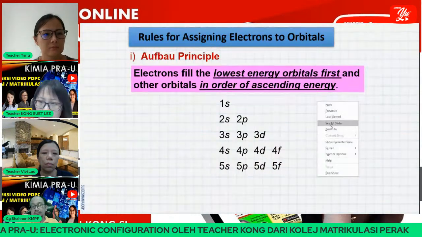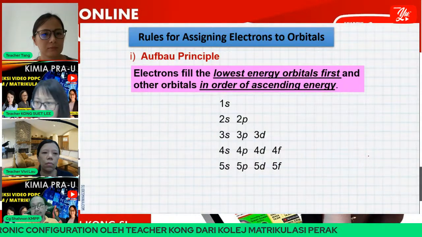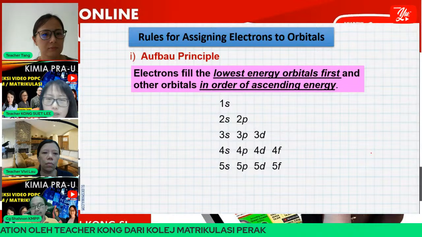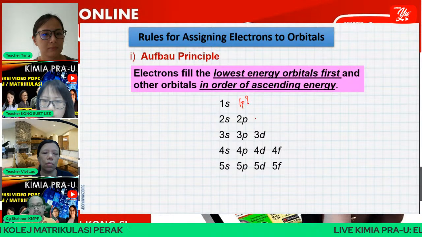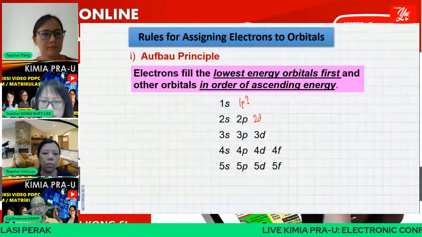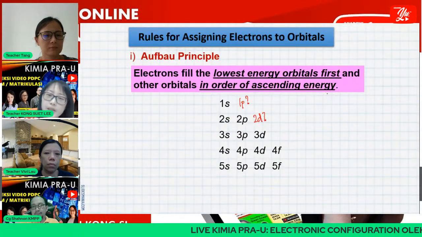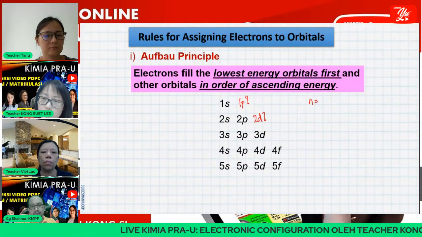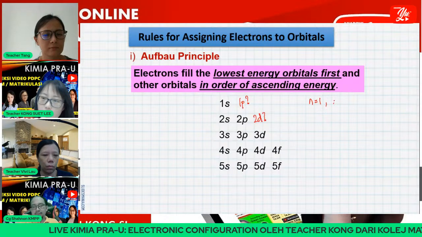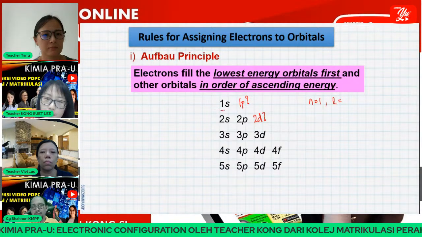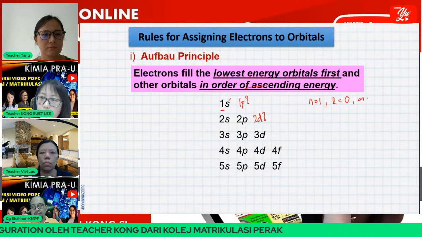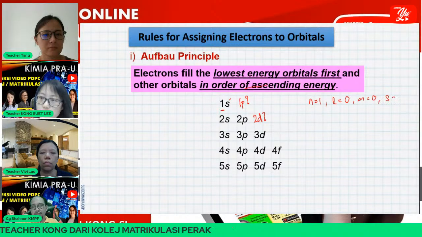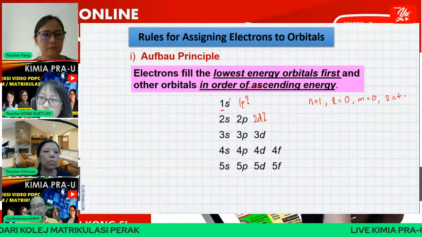Maybe some of you might ask me, madam, why is there no 1p? Why is there no 2d? Because when n equals 1, what is the value for l? The answer is 0. And then the m value equals 0, and the s value is positive or negative half.